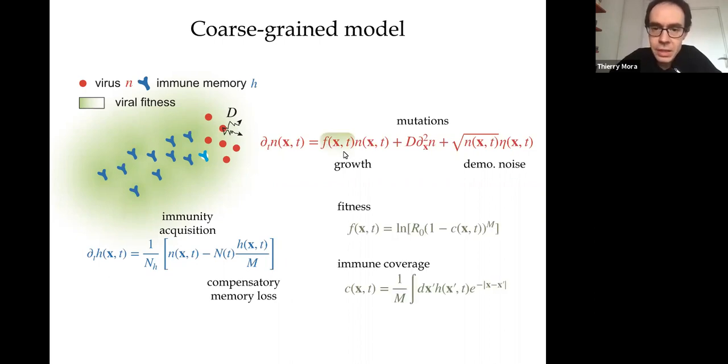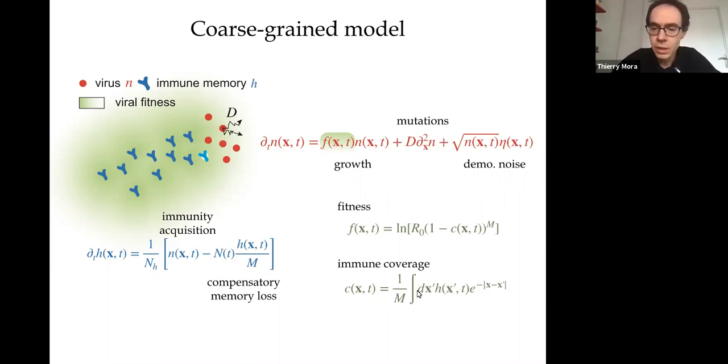So the fitness, what does it look like? It's a function of the basic reproductive number, R0, and the immune coverage, C. 1 minus C to the power M is the probability that there's actually no immune coverage at that region, because we assume that each individual has M immune memories, right? And so the immune coverage is essentially this green stuff.